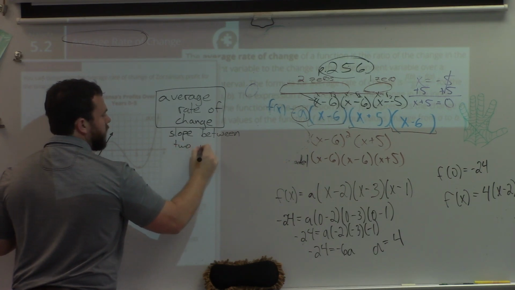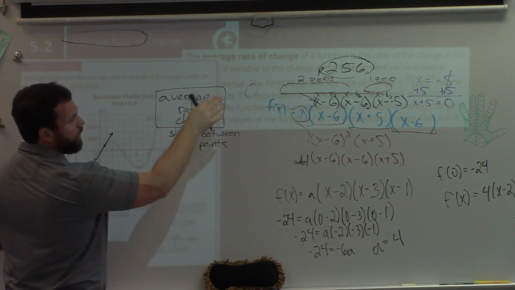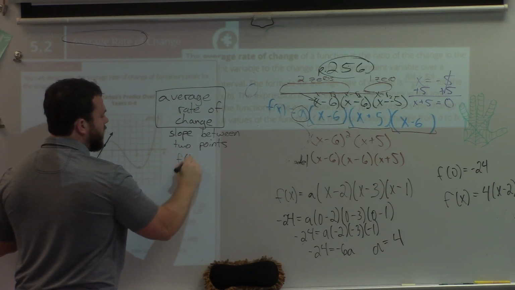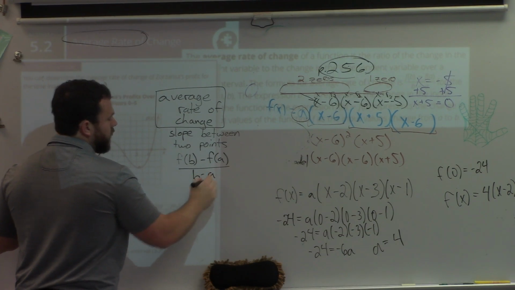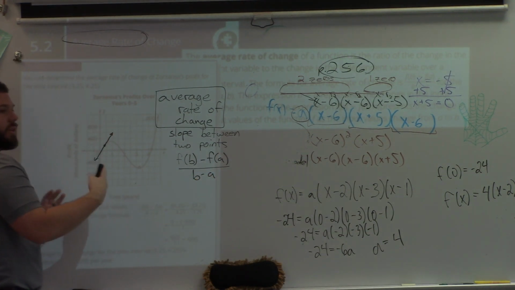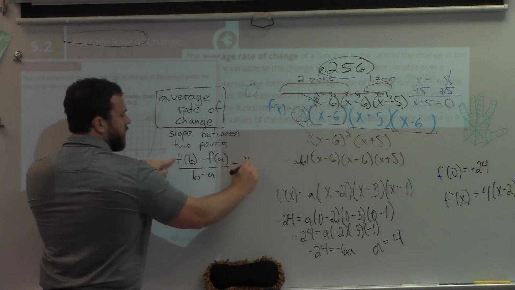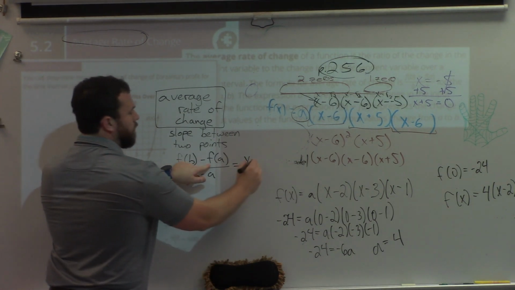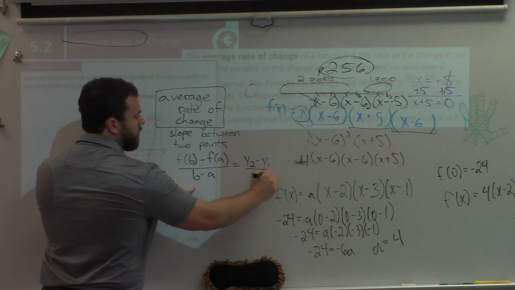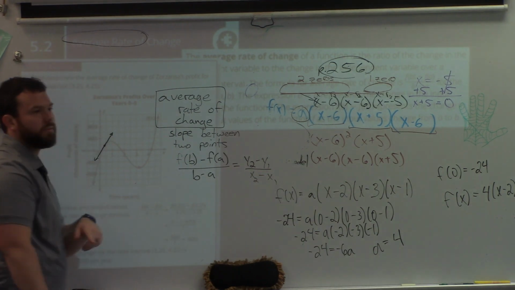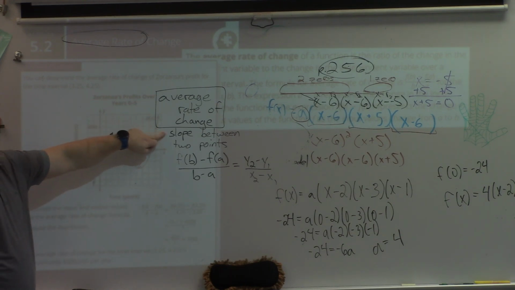Okay? So, if you look at the formula in the book, it says f of b minus f of a divided by b minus a. And so, if you just connect this to slope, what this really is, this is the second y value minus the first y value divided by the second x value minus the first x value. So when we find average rate of change, what are you really just finding?